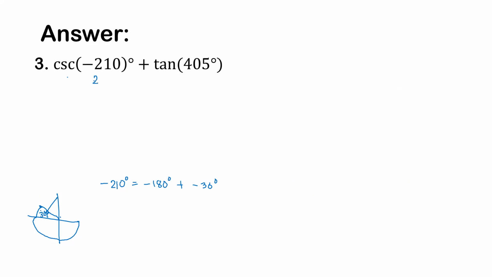Positive. Cosecant and sine, positive. After getting the numerical value, look at the sign before you leave that term. Okay? Now 405 degrees.